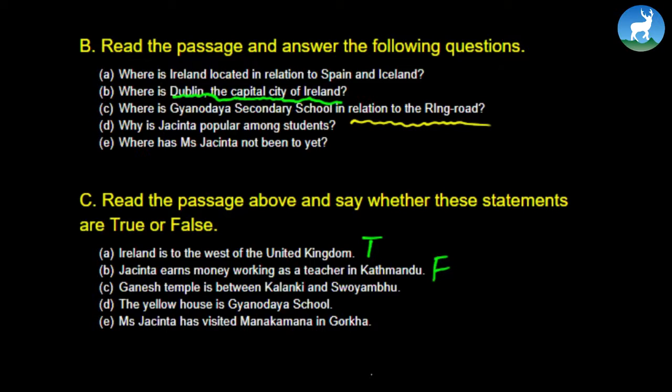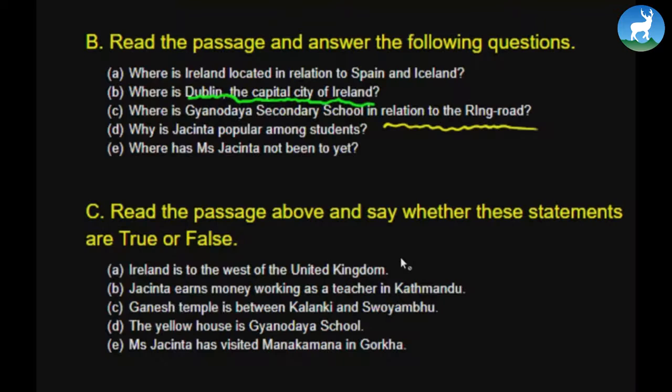All right, so today we've learned these passages. As homework, you can do these questions which you can see here. Where is Ireland located in relation to Spain and Iceland? Where is Dublin, the capital city of Ireland? Where is Ganodaya Secondary School in relation to the ring road? Some of these questions, I have done as examples for you. Why is Jacinta popular among students? And where has Miss Jacinta not been to yet? Followed by our true and false questions, which you can go through and do as homework.